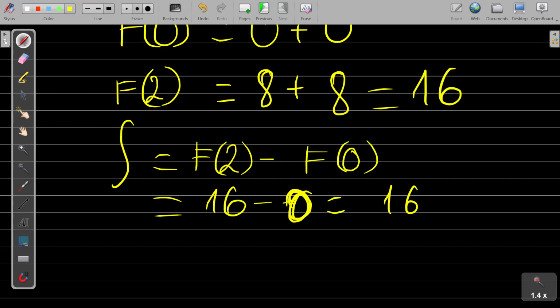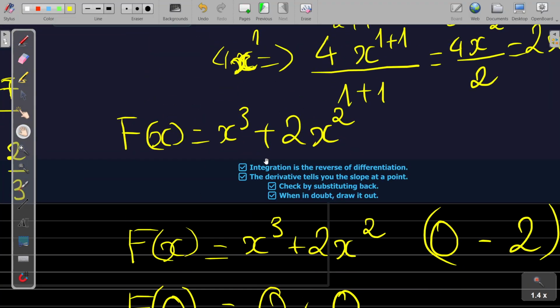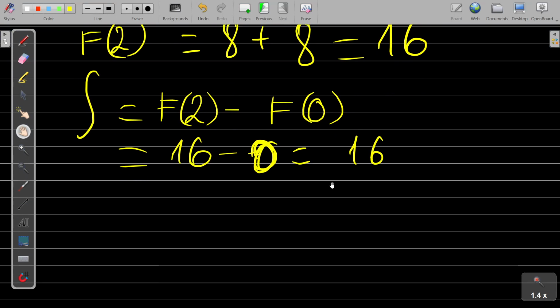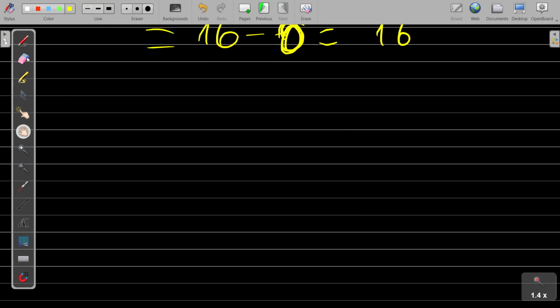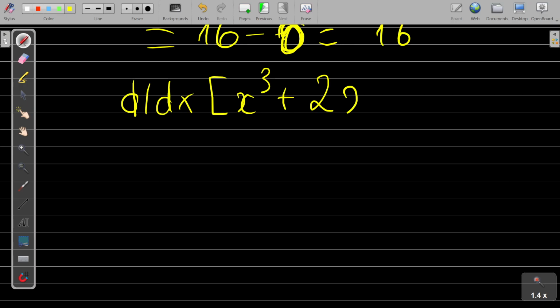Now, of course, we just followed our very good habit: integration is the reverse of differentiation. But we also need to check by substituting them back. So let's do our check right here. We need to check the derivative form of the big F that we just created. So we need to put them like this. We need to check x cubed plus 2x squared. So we need to differentiate this.